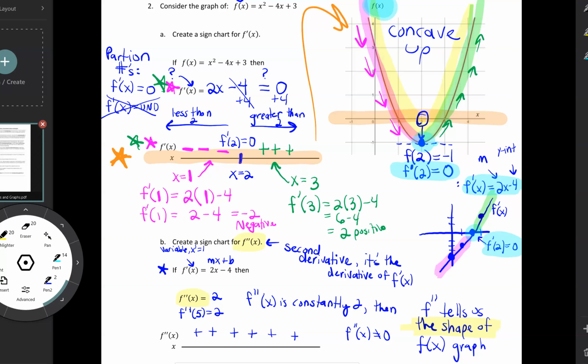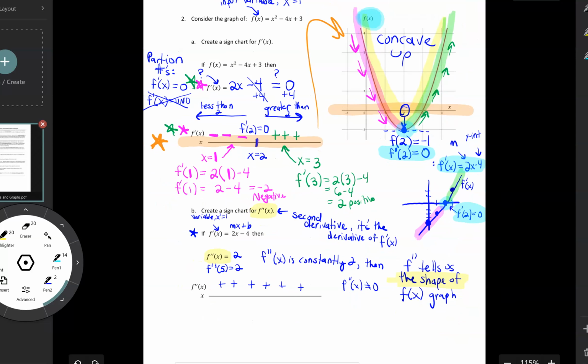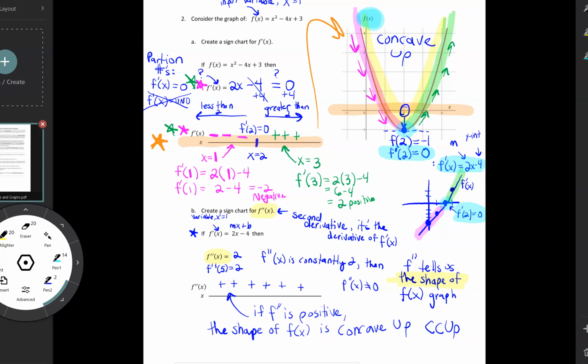Concave up. So let me write that down over here by my chart. So if f double prime is positive, the shape of the original graph of f of x is what we call concave up. I'm going to write CC up probably for concave up because I don't want to write it out.